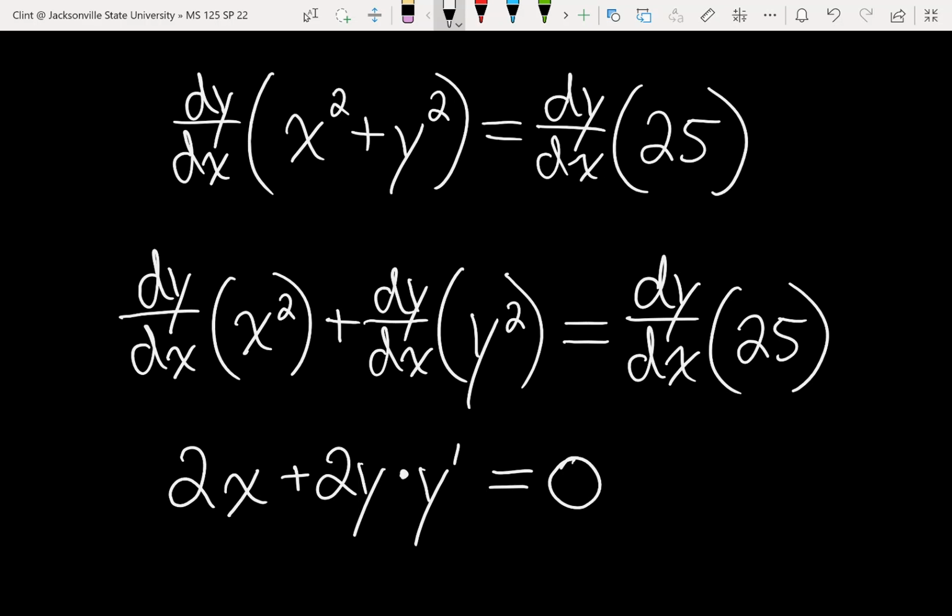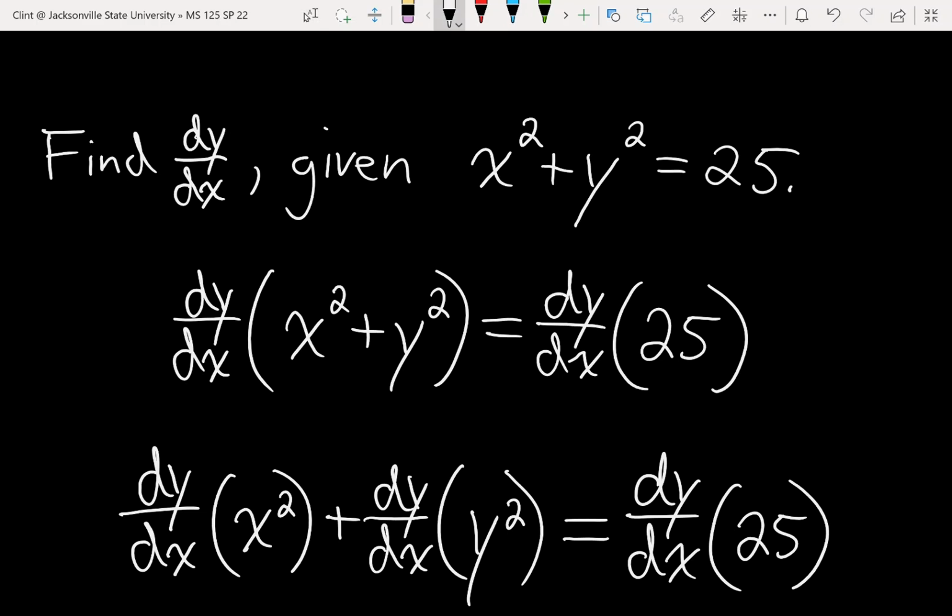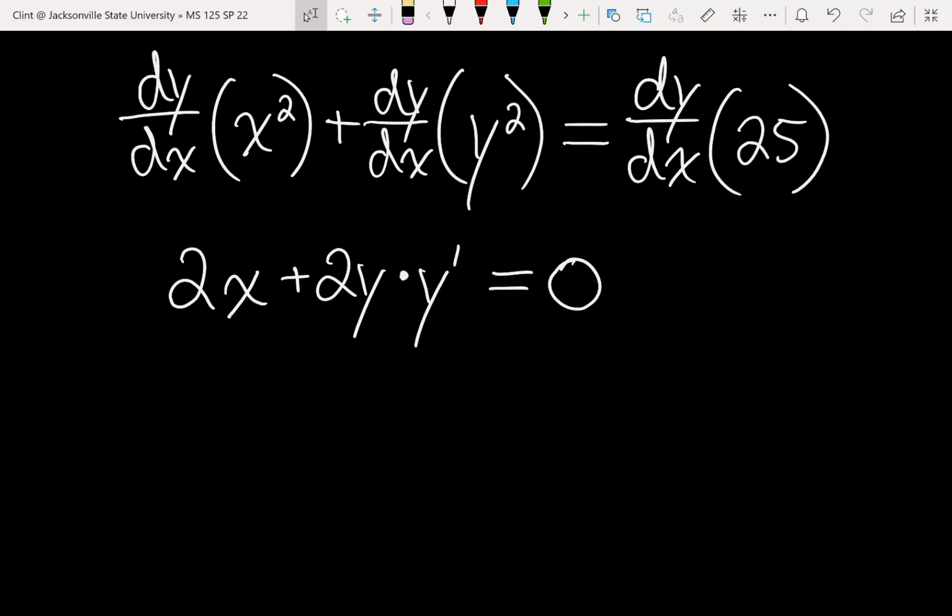So keep in mind what we're trying to find. We're trying to find dy dx or y prime, whichever notation we're using. And so here's an equation we've ended up with by taking the derivative of both sides, and we're trying to solve for this thing. So now it's just an algebra problem. We're trying to solve for y prime. First thing we could do, we could subtract 2x from both sides, trying to get y prime by itself, or dy dx, whichever one you want to use.